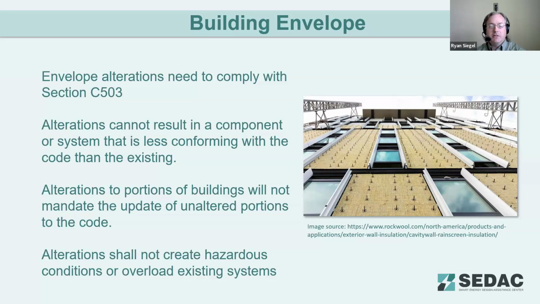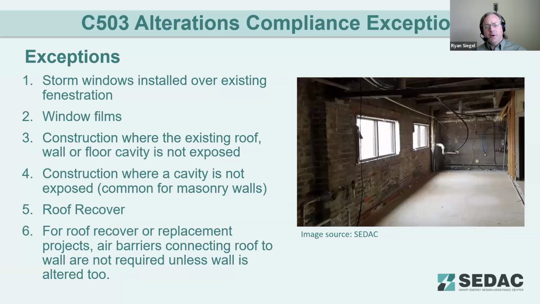Now, there may be reasons that a project may wish to include portions of the building that were not originally intended to be part of the alteration, just to make things a little bit simpler and easier to construct. And again, with alterations, we do not want to create any hazardous conditions or overload existing systems, typically structural in nature. There are a few exceptions that the code calls out that do not require full compliance, or may not require compliance at all.